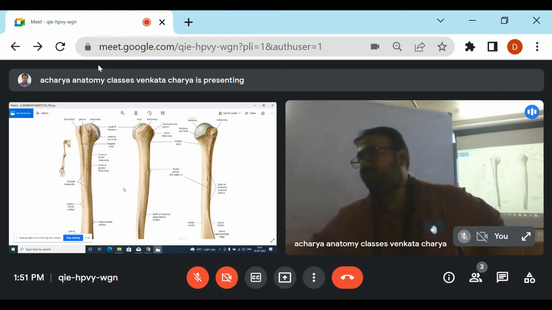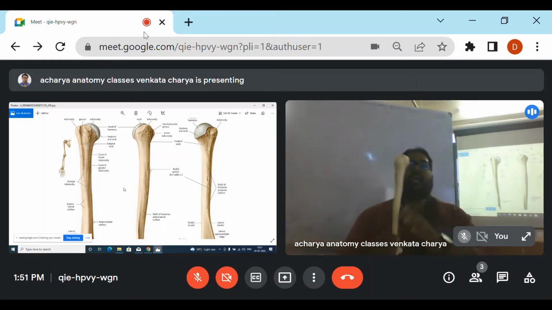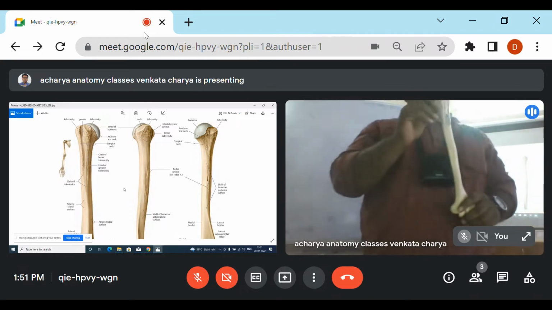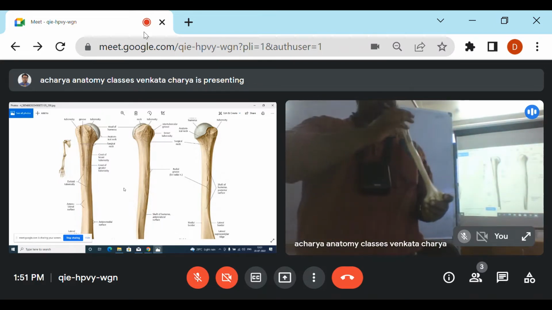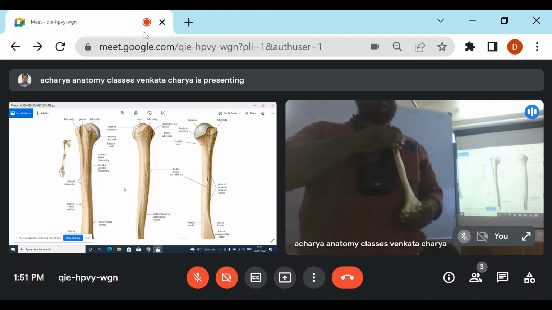Side determination points of the humerus. Okay, so see here, this one is the head. The head faces superior-medially.